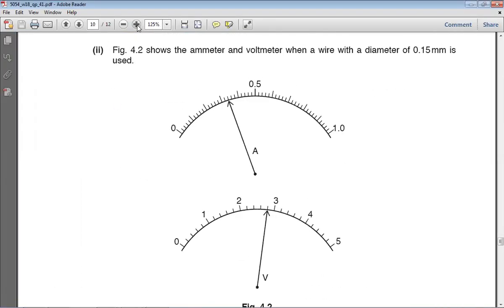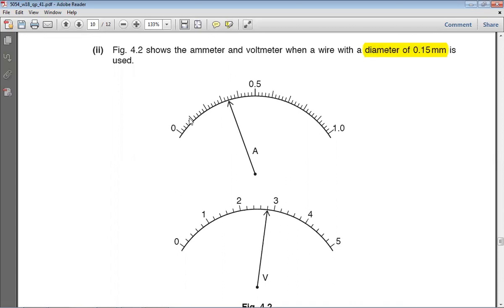He says the figure 4.2 shows the ammeter and the voltmeter when a wire with a diameter of 0.15 millimeter is used. Okay. Now, what's the reading on the ammeter? The diameter is given here. Remember this. We can find the radius from here.